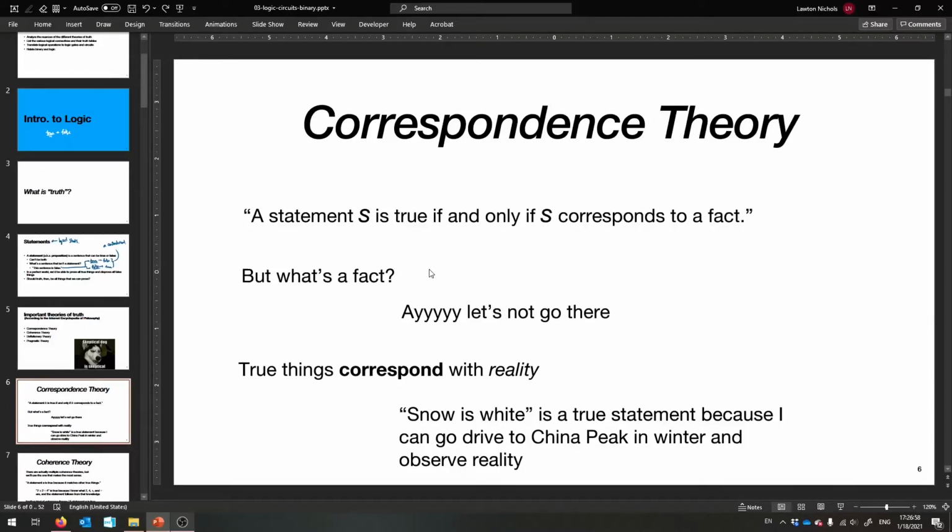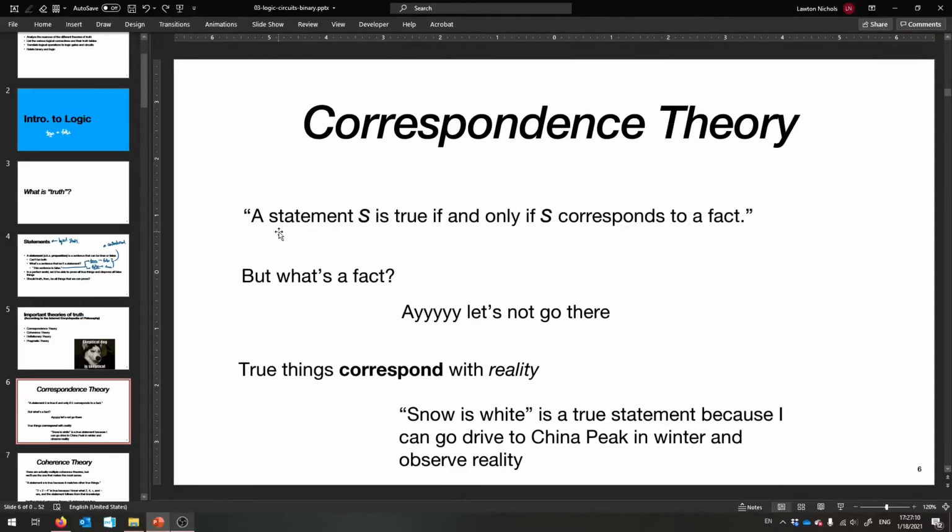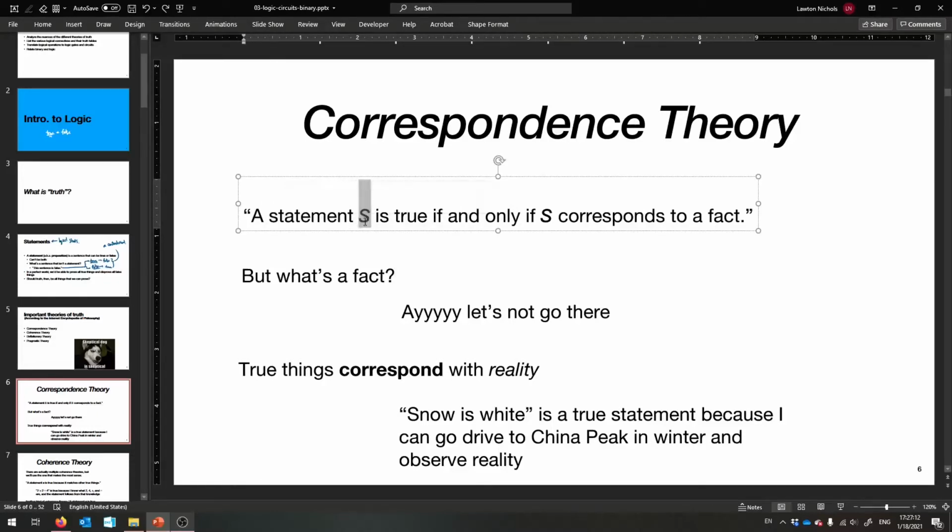And this is probably one that you use in your everyday life. So it's a good place to start. So we'll say, well, let's define truth as, well, okay, a statement S. We're using variables because we're getting mathy. We'll say that a statement or proposition, if you call it S, it's true. S is true if and only if S corresponds to a fact.